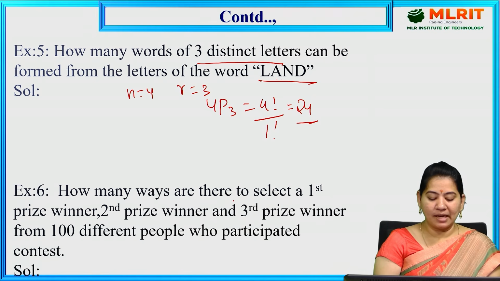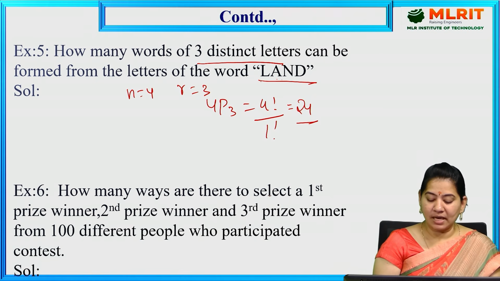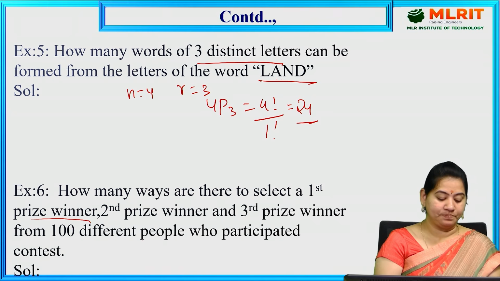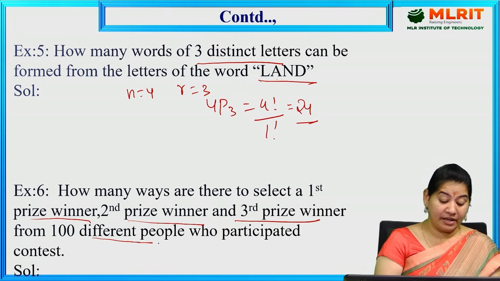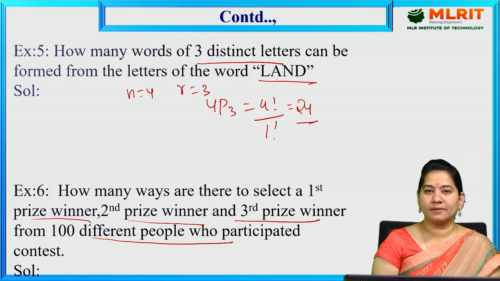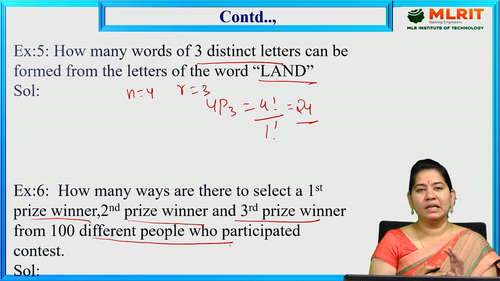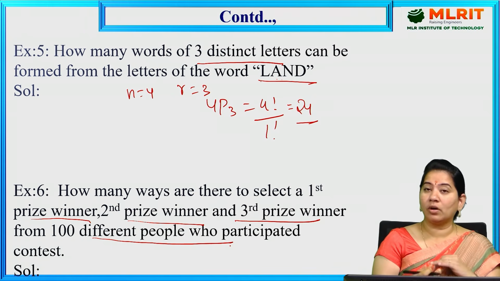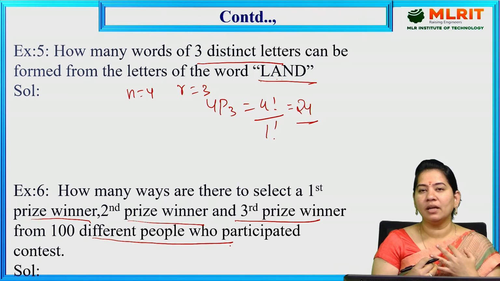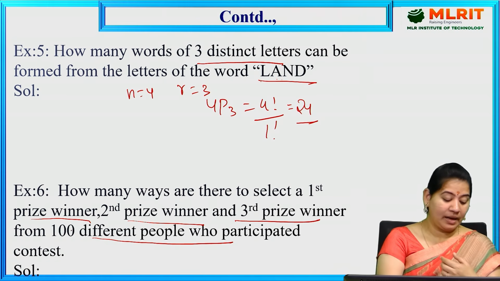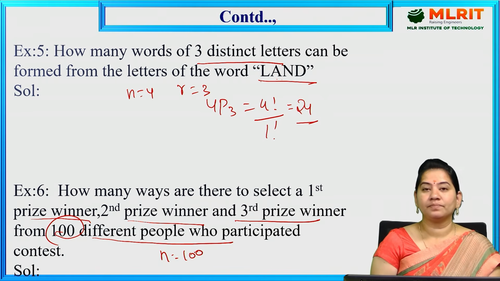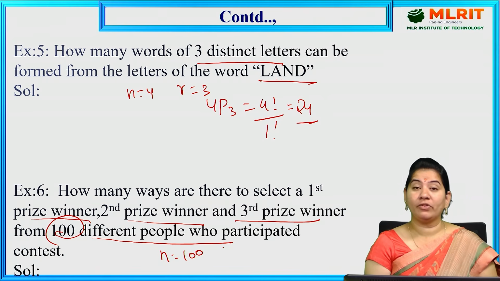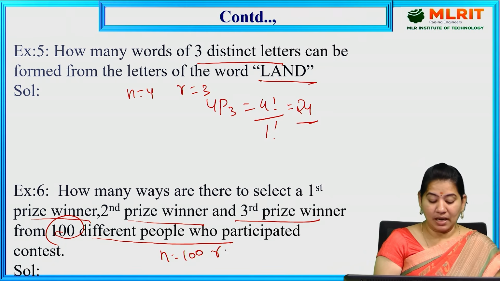Next, sixth question here. How many ways are there to select a first prize winner, second prize winner, and third prize winner from 100 different people who participated in a contest? Means you have to find out how many ways there are to select the first, second, third prize winners from how many people? 100 different people. So obviously here n is equal to 100. And how many people you have to select? r is equal to 3.